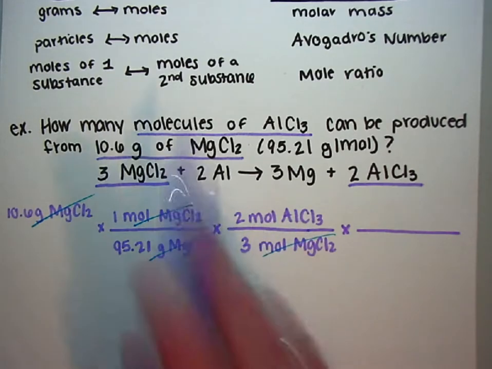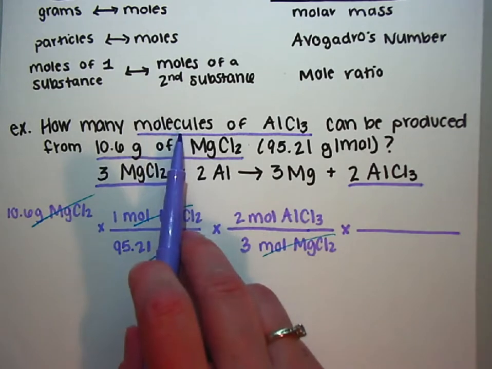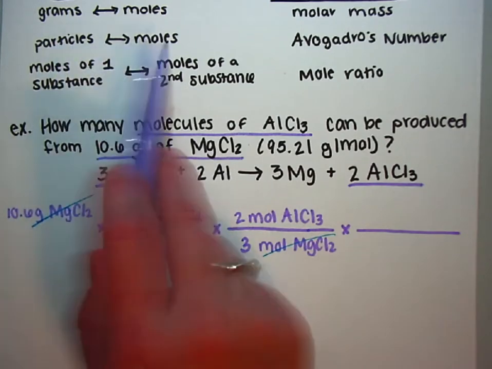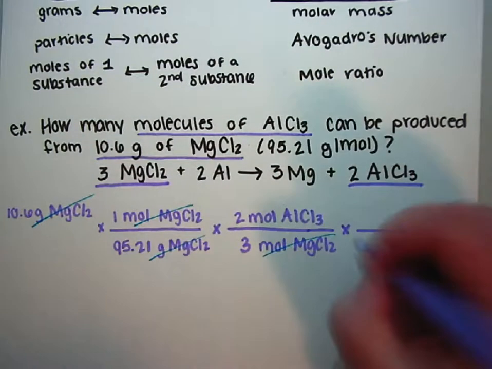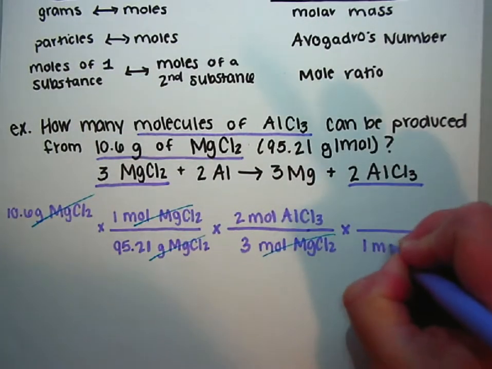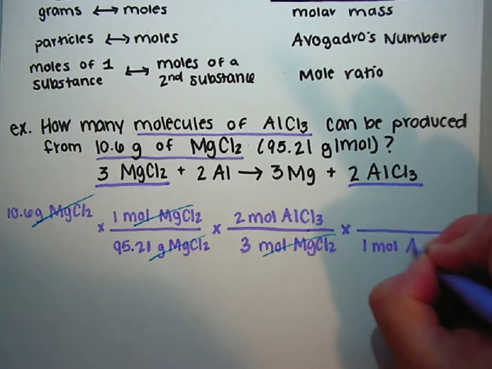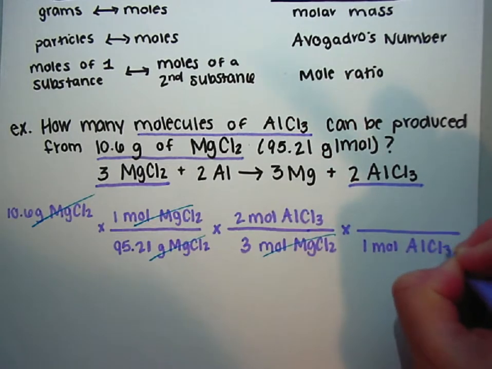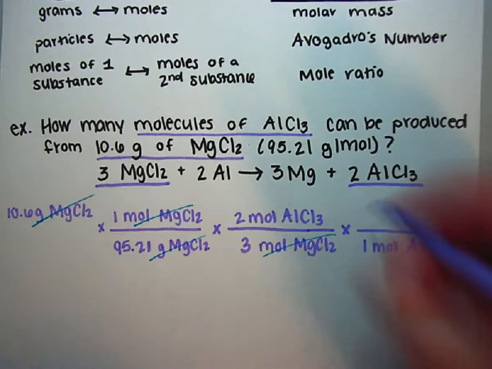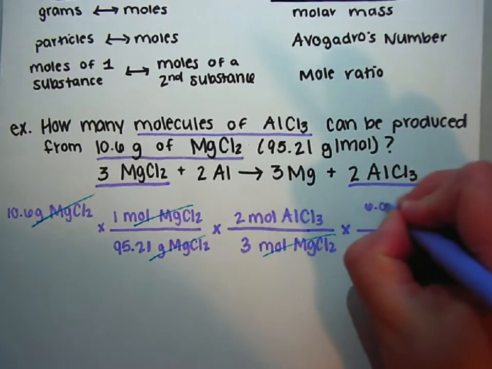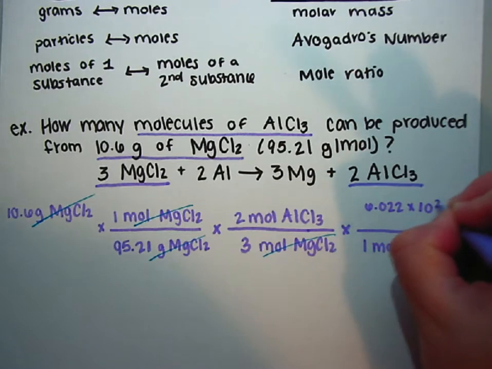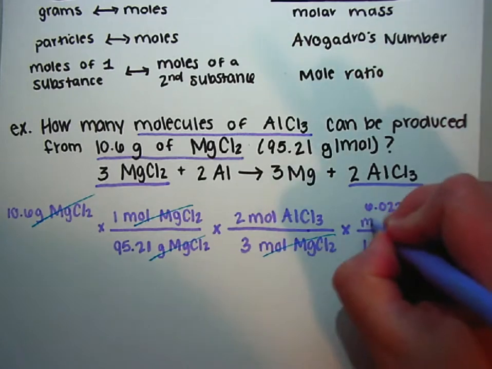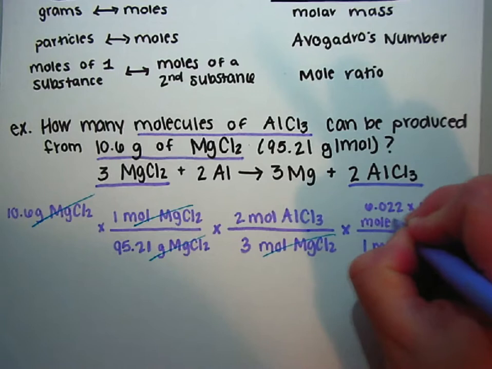So I'm at moles, and I need to get to molecules, which is a particle. So if I'm going from moles to particles, I use Avogadro's number. In every 1 mole of aluminum chloride, there are 6.022 times 10 to the 23rd molecules of aluminum chloride.